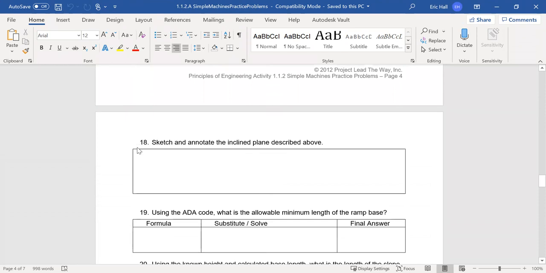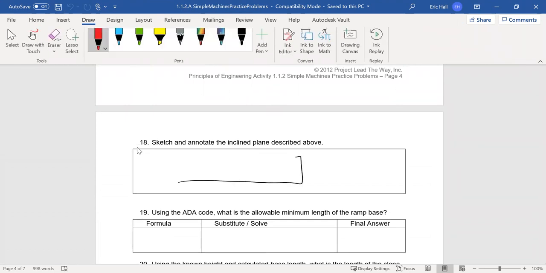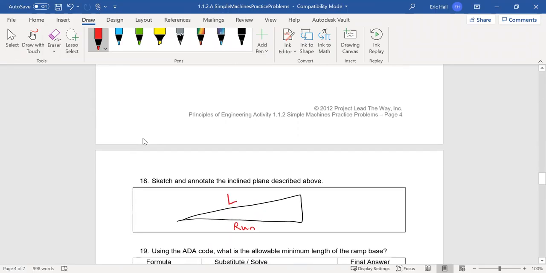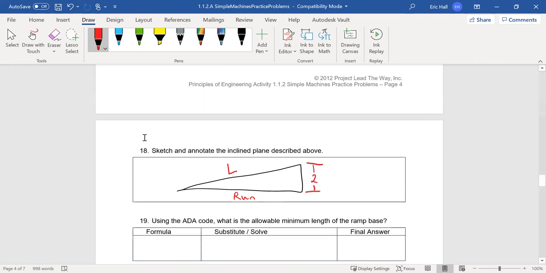So I've got a ramp, which would look something like this. This would be L. This would be R, or run, I guess we could say. This would be my rise. And in the problem above, it says that my height from the ground to the top of the stairs is 2 feet. So I'm going to call this 2. So there's my picture, okay?